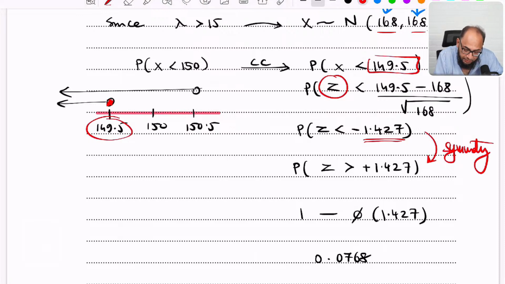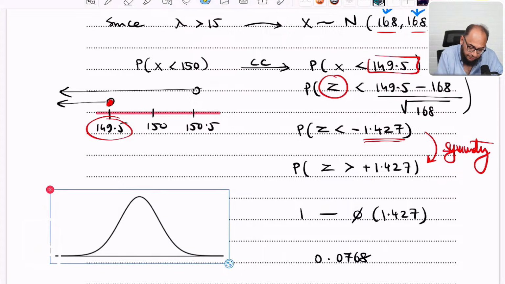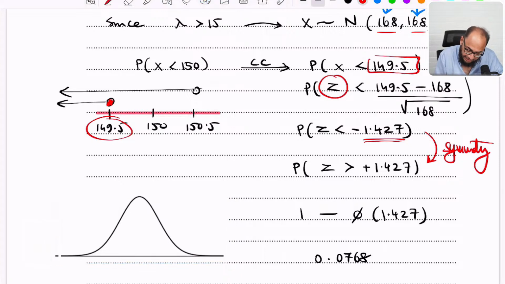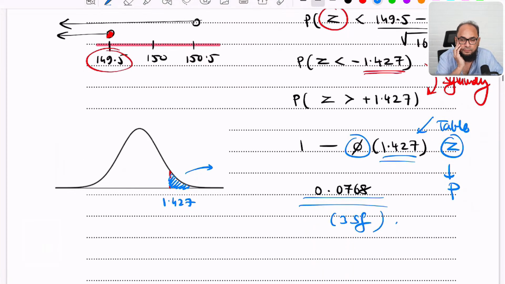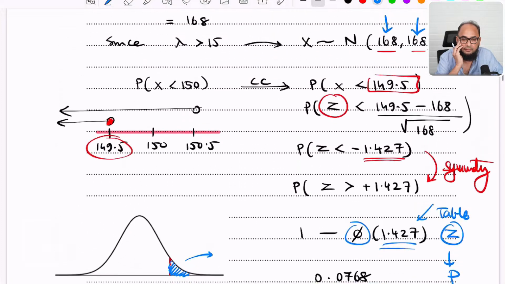And if you want me to draw a diagram, let me just draw a diagram over here. Basically, what we do is greater than 1.427. So this is what you are working for. This is 1.427. That is 1 minus Φ of 1.427. Go to the table, use the z value, read the probability value, subtract, and this is the answer correct to three significant figures. So that thing is done.